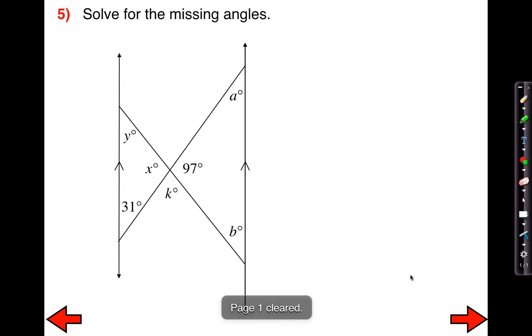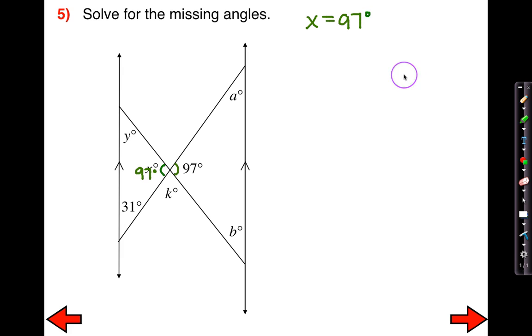So now moving on to one for me. So here we go. First, as always, I love to do vertical angles first because I think it's really simple. I'm going to say this X is going to be 97 degrees. Why? Because vertical angles are congruent. So I'm going to write angle X is 97 degrees because vertical angles are congruent.